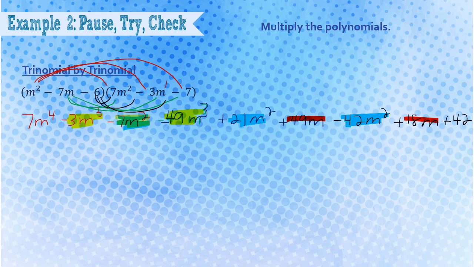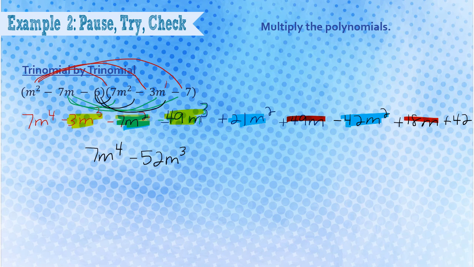So let's go ahead and simplify. So 7m to the fourth has no like term, so I'm just going to rewrite it. Negative 3m to the third minus 49m to the third is going to give me a negative 52m to the third. Remember, when we add negatives, we just get a bigger negative number, which is really a smaller number.